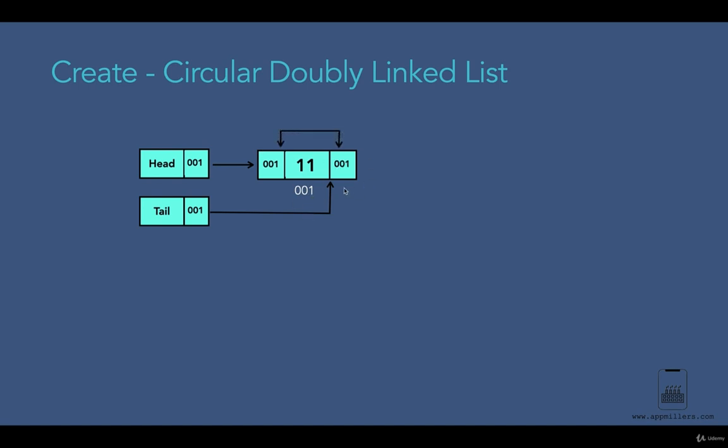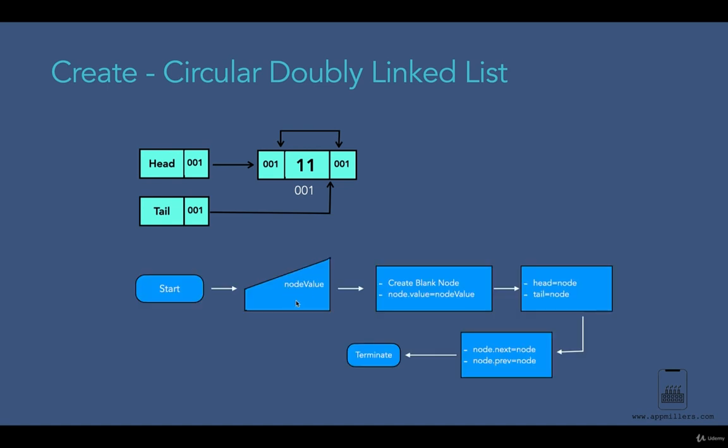So I'm going to update both references to 001, which is the physical location of this node, and this creates a circle like this. Now with this, we have successfully created a circular doubly linked list in which we have only one node. Now let's see what the algorithm of this creation looks like.